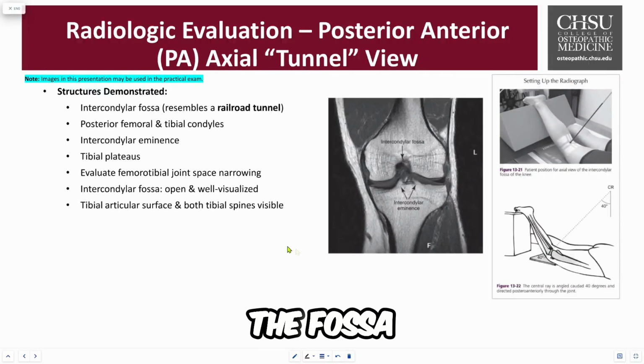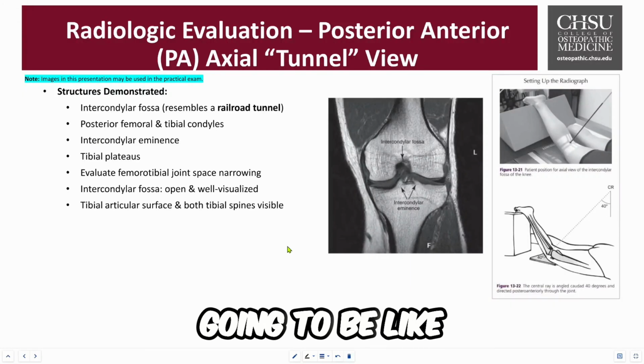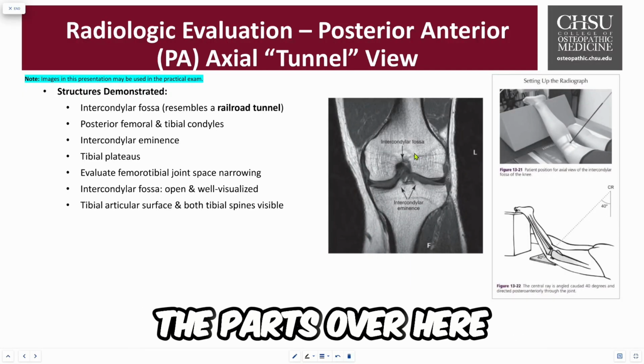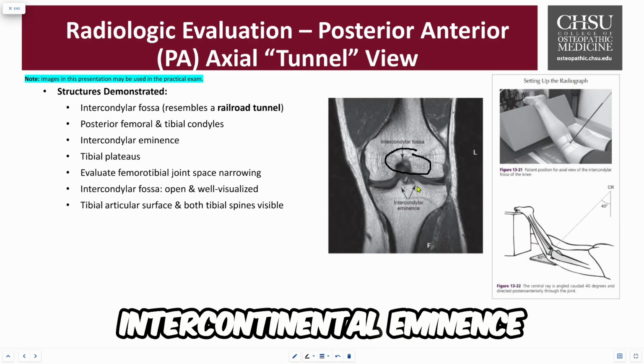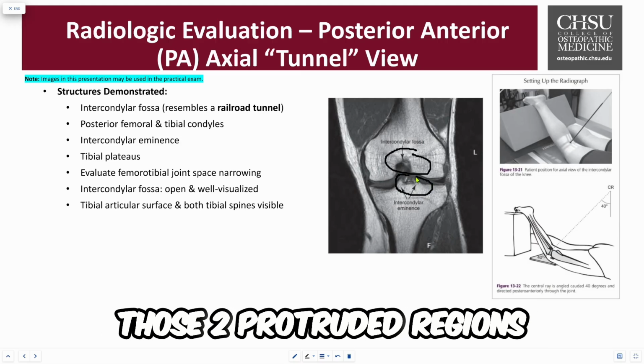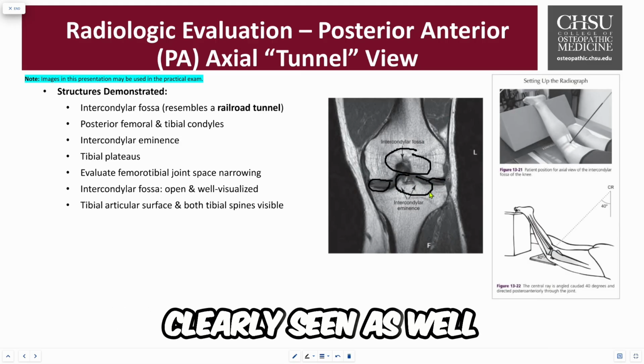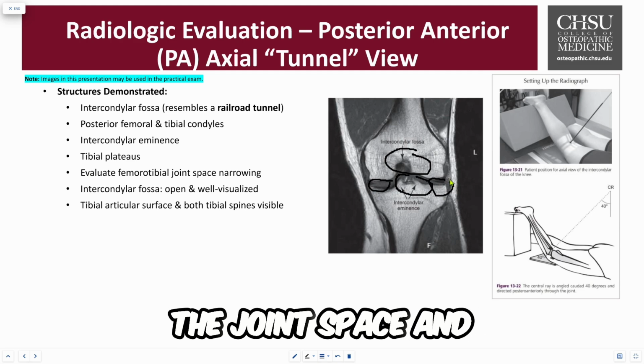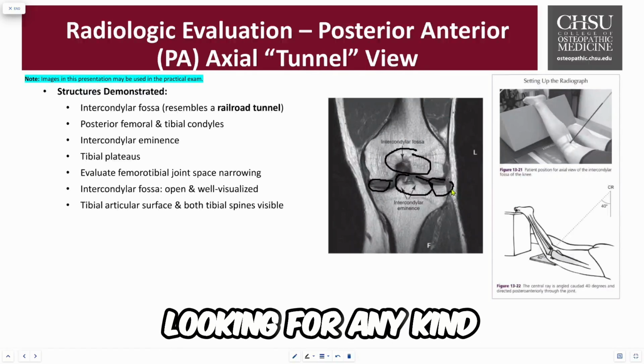The key structures you can actually see are going to be your intercondylar fossa, the parts over here, as well as the intercondylar eminence, those two protruded regions, and the plateau, really clearly seen, as well as just looking at the joint space and looking for any kind of small fragments.